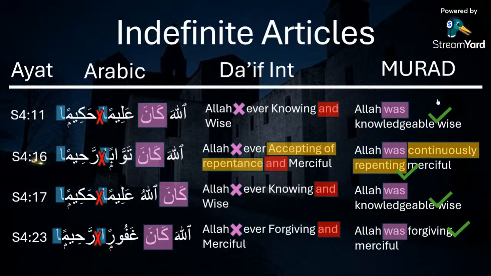Okay, so he accepts the repentance. But in Murad, we read Allah, firstly, was, secondly, continuously repenting. So what? Allah was repenting? You can see why you'd have to duct tape that one, right? Now it becomes accepting of repentance, but that's not in the Arabic. But it is now. Daif solved it. But yeah, it's very interesting, huh? Don't you think? Yes, it is.